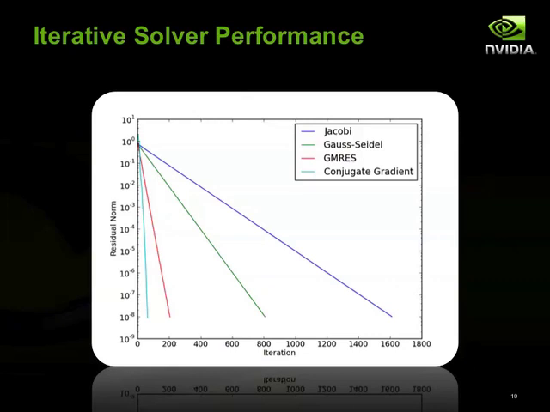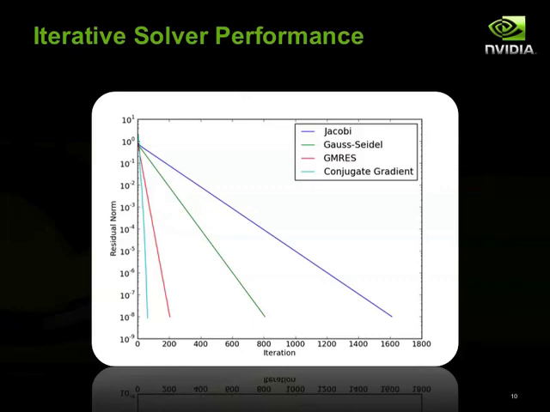This is a simple problem, but you can see here the difference between the methods. Jacobi takes about 1,600 iterations to get to 8 digits of accuracy, measured by the norm. Gauss-Seidel, a related method to Jacobi, is better. GMRES is yet better, but CG is definitely the best among these.